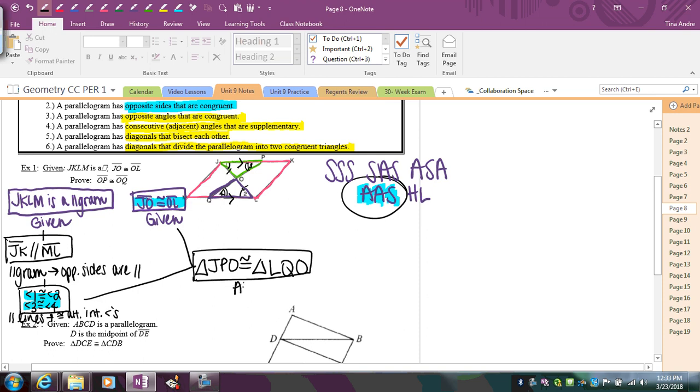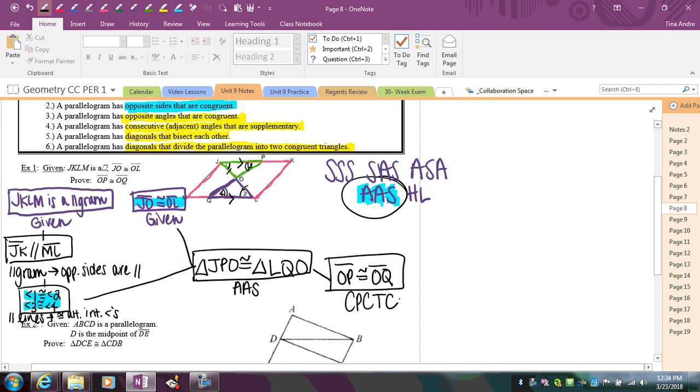By angle, angle, side. And then from there, I can say that that makes those corresponding segments congruent by CPCTC. So then these have to be congruent because corresponding parts of congruent triangles are congruent. So that's kind of going back to your congruent triangle proofs, but you're using these parallelogram properties to make conclusions.